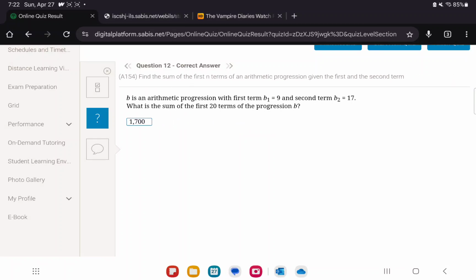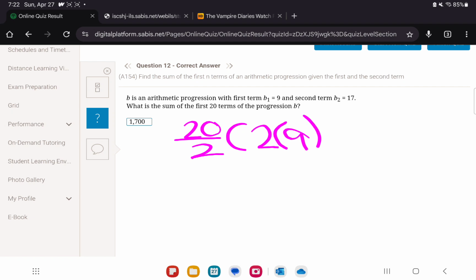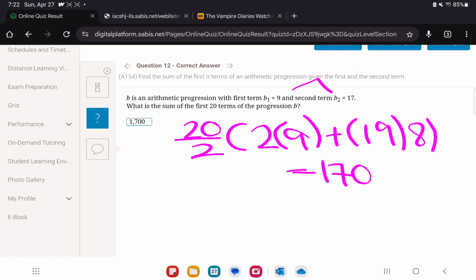Question 15. Oh my god, this is so easy because they're giving you everything. So what is the sum of the first 20 terms? So 20 over 2 times 2a1, which is b1, so it's 9, and then plus 20 minus 1, which is 19, times the common difference. To find the common difference, we do b2 minus b1. So it's 17 minus 9, which is 8. And all of this on your calculator, you get 1,700.